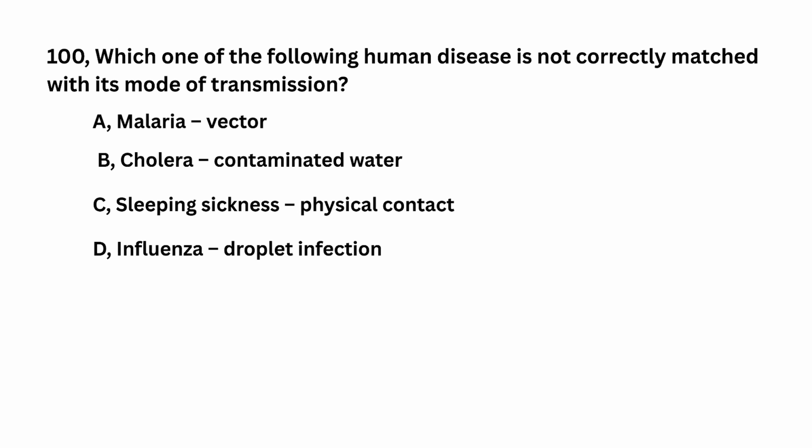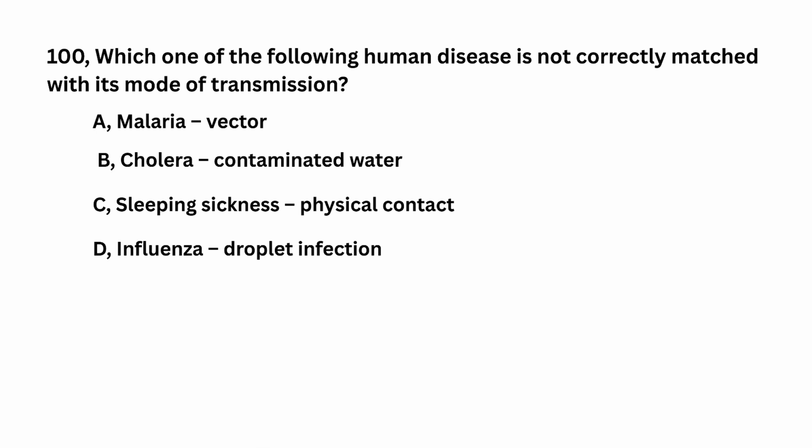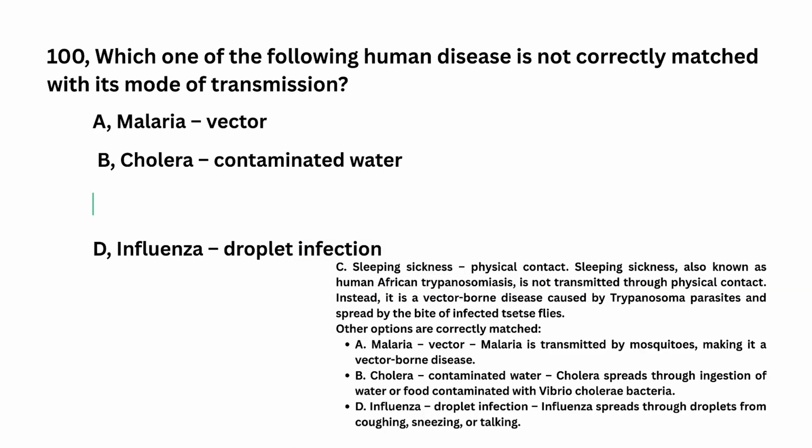Which one of the following human diseases is not correctly matched with its mode of transmission? Malaria, vector; cholera, contaminated water; sleeping sickness, physical contact; influenza, droplet infection. Sleeping sickness, physical contact is the answer.